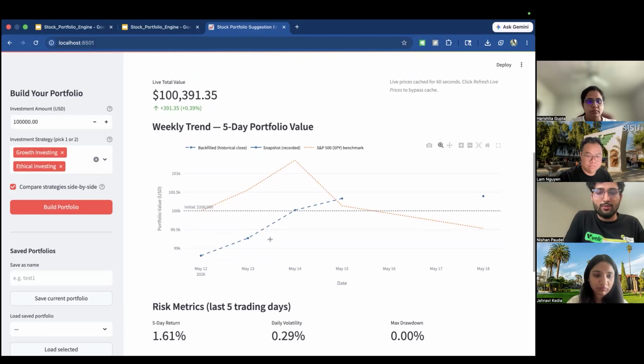Using this chart, we can always check whether our portfolio would beat the S&P 500 or not. That is one of the good metrics to check whether our portfolio is doing well or not, and compare it with the market standard. That is important. Let's go a little bit down.